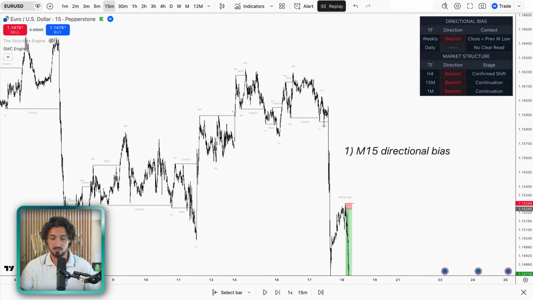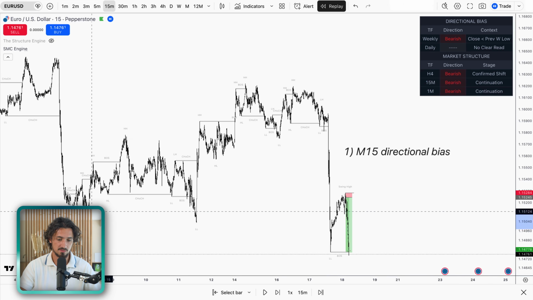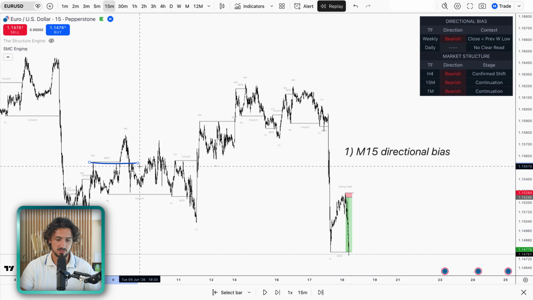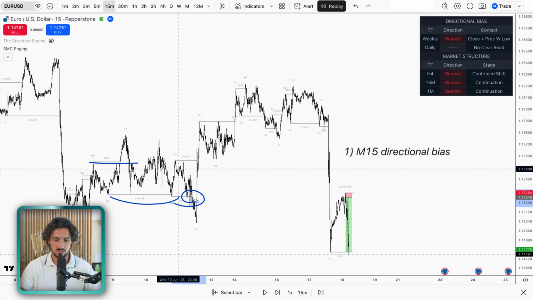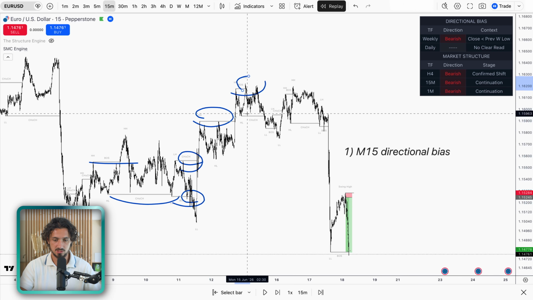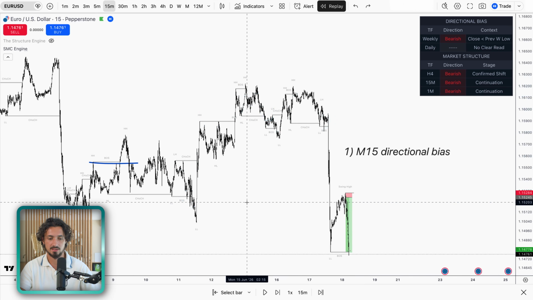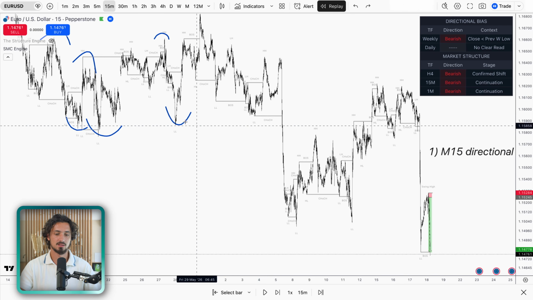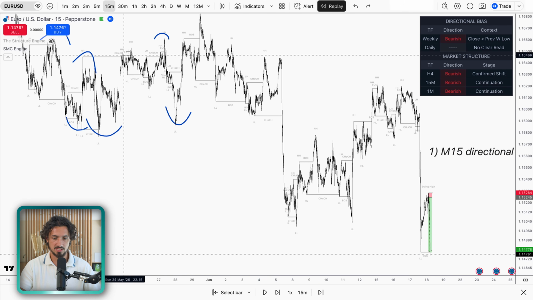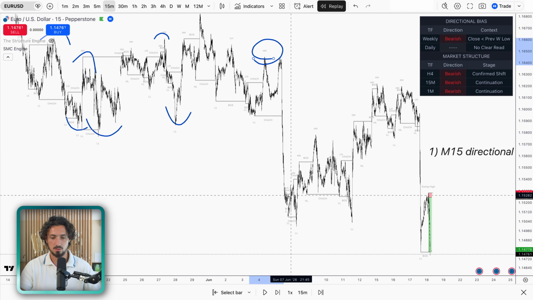You can see here that market structure, H4 is bearish, M15 bearish, M1 bearish. It tells you the structure, and it tells you where the changes of character are, where the breaks of structure are. Instead of looking at it and just not knowing or guessing, it tells you where all the breaks are, where all the changes of character happen, where all the highs are, where all the lows are.